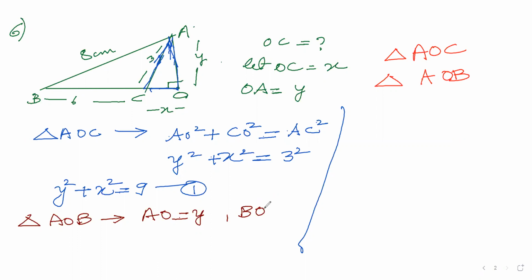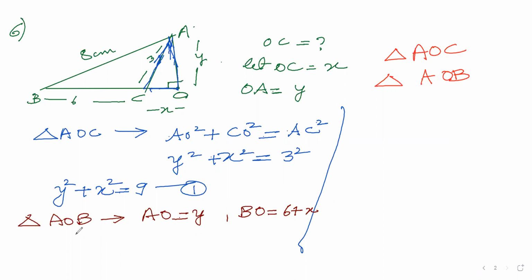So if you look at BO, what do you observe in BO? BO is what? BC plus CO. See, just observe the pointer. BO is BC plus CO. So BC is 6. CO is X. It is 6 plus X. So BO is 6 plus X. Okay, that's the other leg.